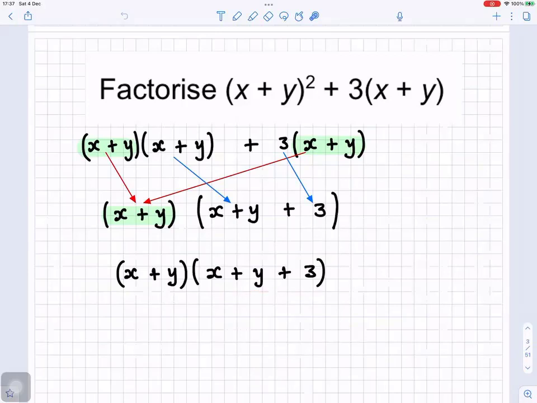So try and remember this for exams. It tends to come up in exams often. And when I mark the exam, students tend to fail this type of factorizing.